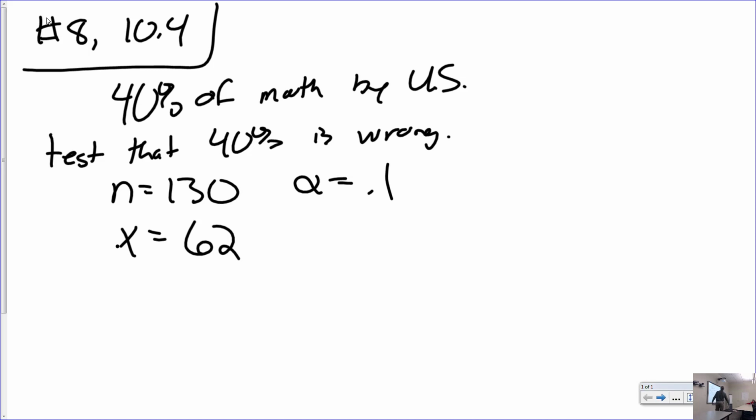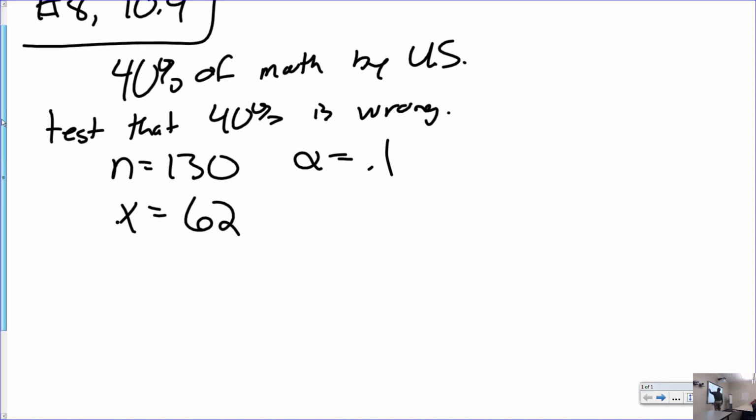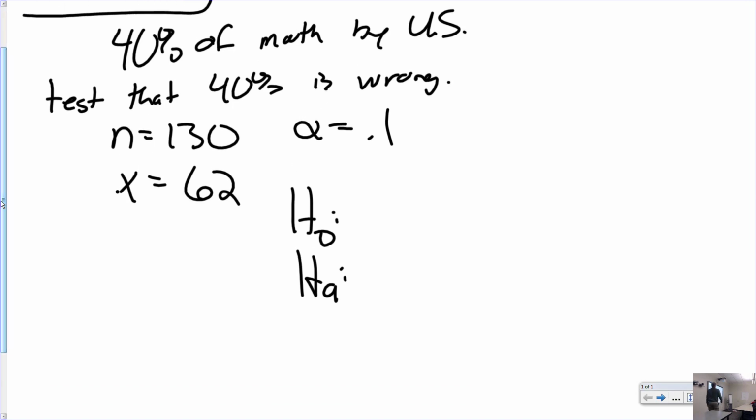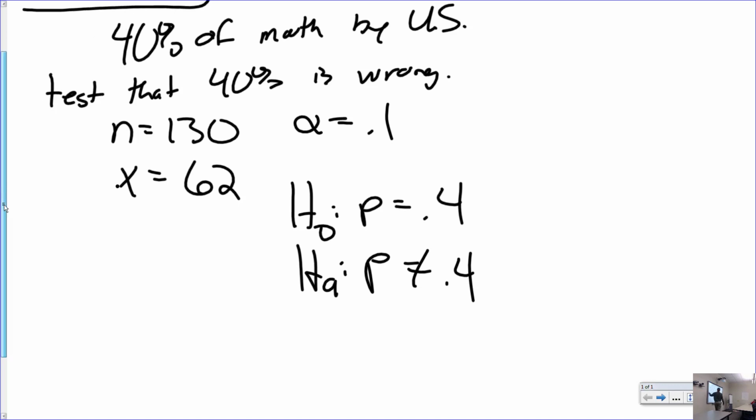So, what do we start with? What do we always start with in chapter 10? The null and the alternative. What's assumed to be true? P equals 0.4. And the alternative is P not equal to 0.4. There's our H0 and our Ha. So far, so good.